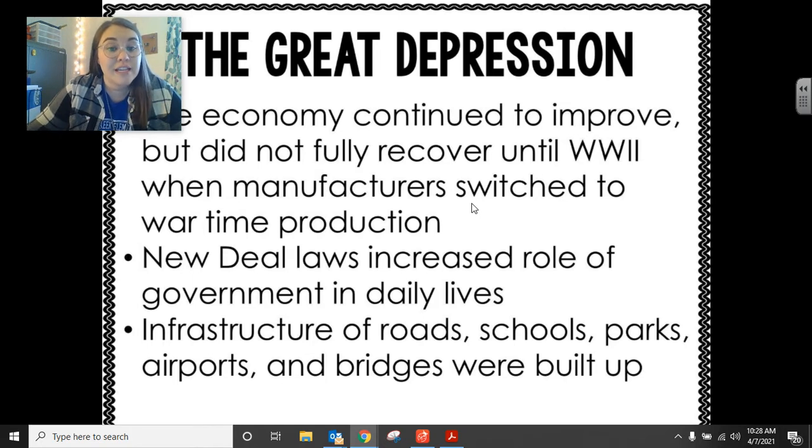The New Deal increased the role of government in our daily lives, and the infrastructure of roads, schools, parks, airports, and bridges were actually built up. So the New Deal did improve the economy, but it wasn't completely and fully improved until we had to increase manufacturing, which provided more jobs. People had more money, therefore they could buy more products during wartime.